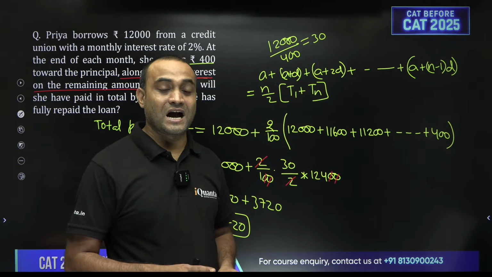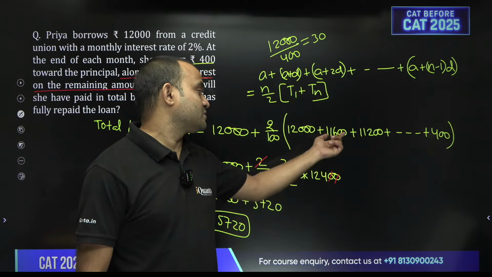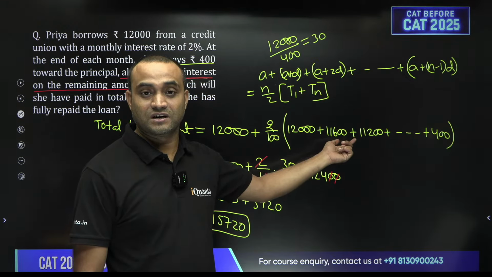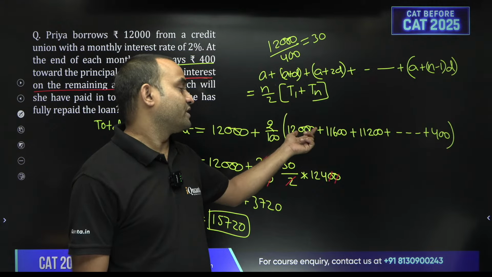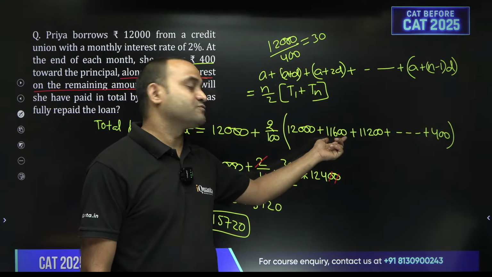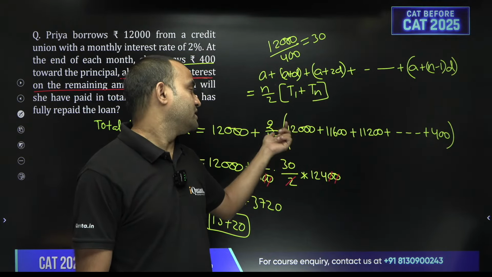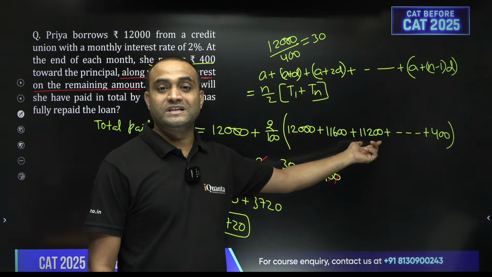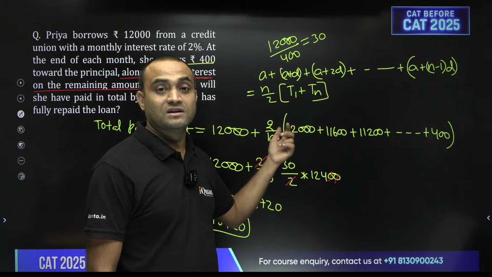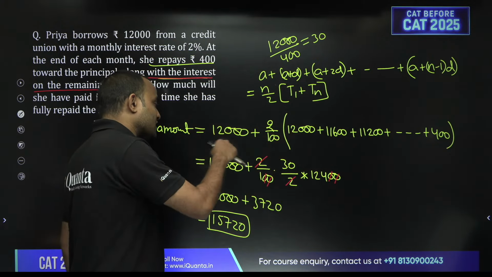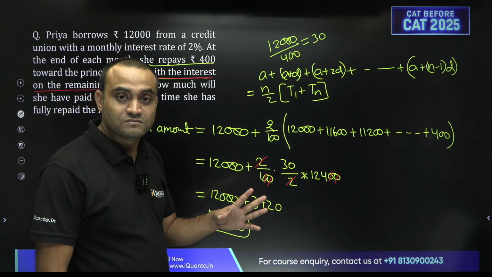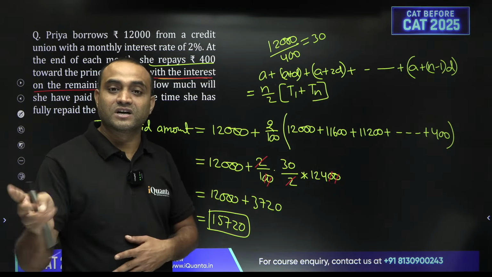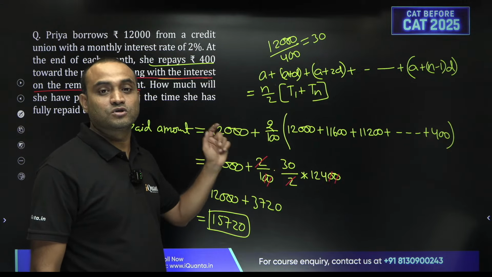So 400, after paying 400 interest, the principal left will be 11,600 and she is also paying the interest, 2% of interest. Now after 1 month this will be the principal, interest on that. After 1 month this will be the principal, interest on that. We have already calculated all the principal that she paid here. Total principal is 12,000, 400, 400, 400, 30 months, 12,000 total principal paid.